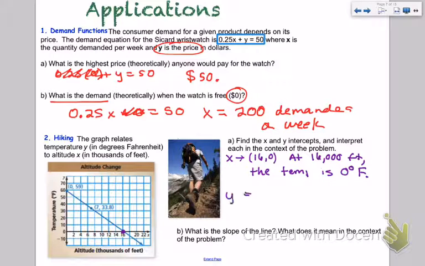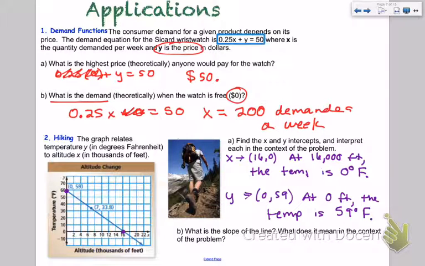For our y-intercept, let's locate that on our graph. It is at 0, 59. So let's write that point. And that means at 0 feet, the temp is 59 degrees Fahrenheit. So it gets pretty cold going from ground level to 16,000 feet.